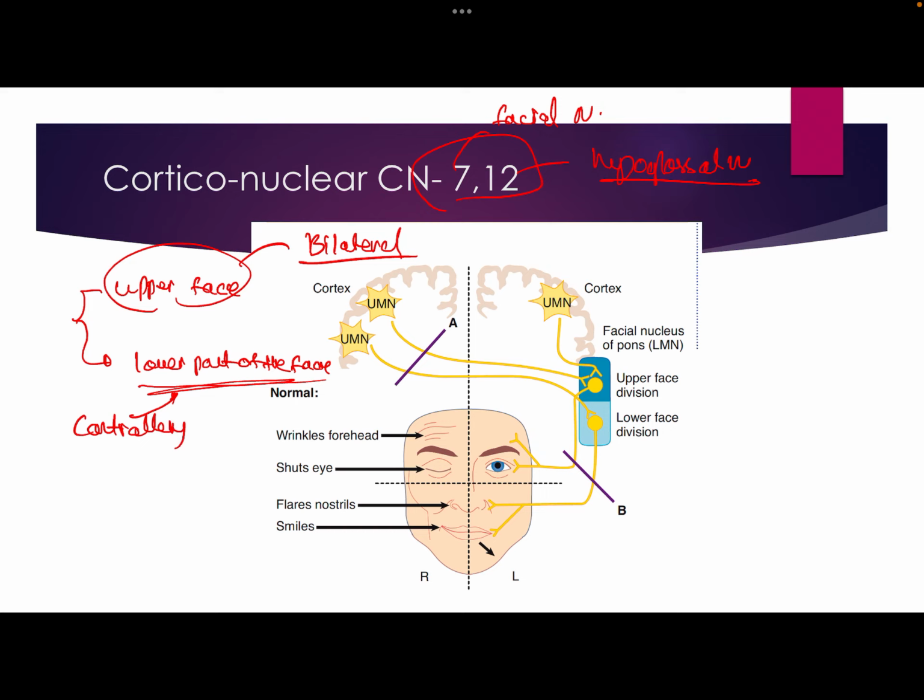Therefore, let's say this is the right and this is the left. If I damage the left corticonuclear tract, I will have weakness in my right side. Where in the right side? The lower part of the face on the right side. Why? Because the lower part of the face is innervated contralaterally by one corticonuclear tract. However, the upper part is innervated bilaterally. The same concept can be taught in cranial nerve 12.